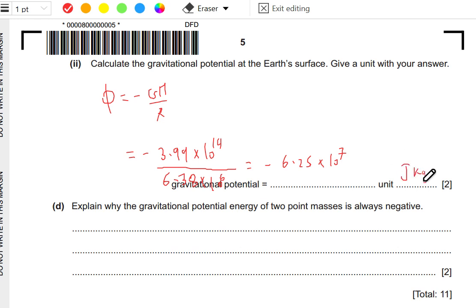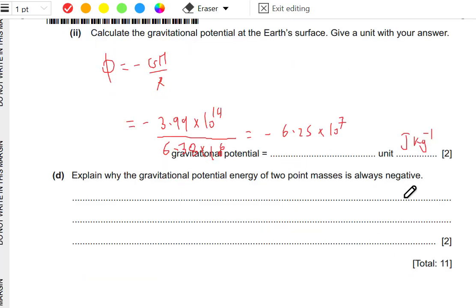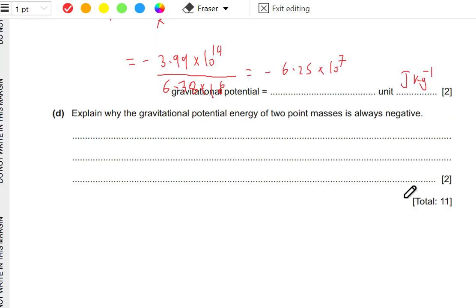The unit for gravitational potential is joule per kilogram, or joule kilogram minus 1. Don't forget its definition is the work done to bring a unit mass from infinity to the point, so it is work per unit mass.